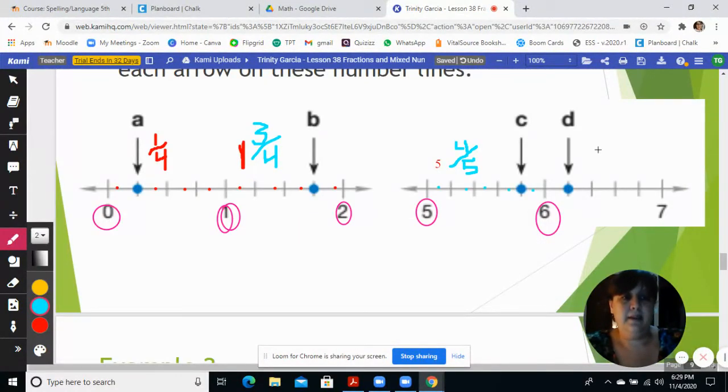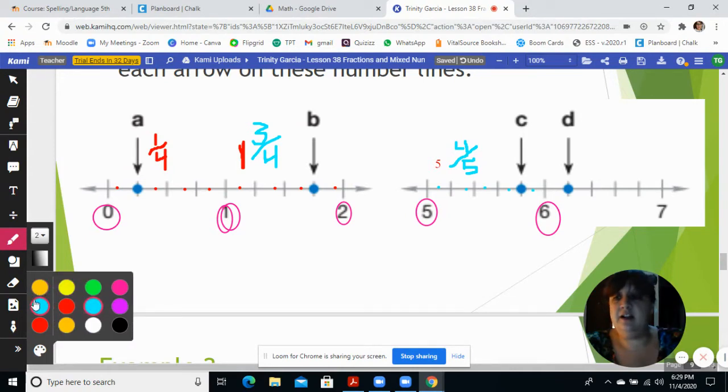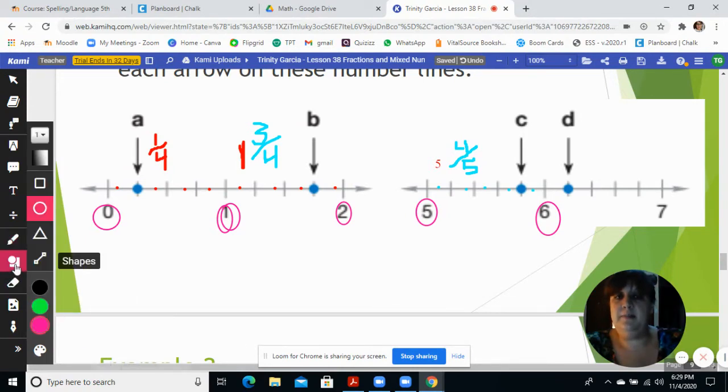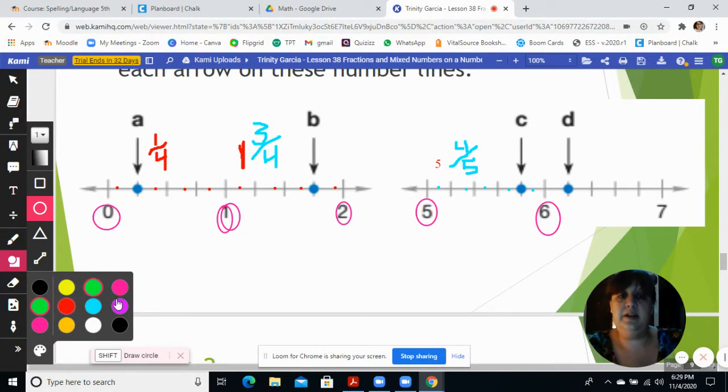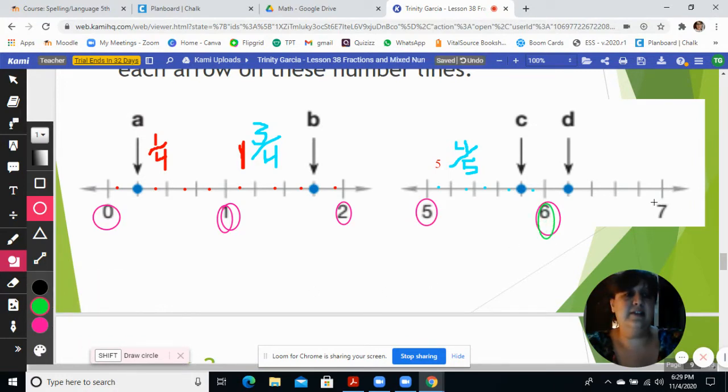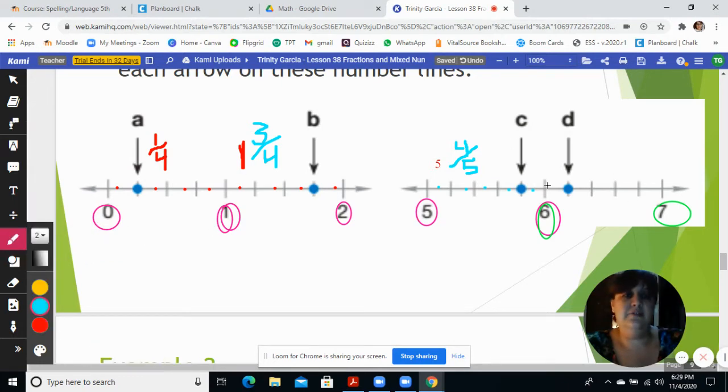Okay. You can probably figure this one out. Now we're going to talk about from what number to what number. We're going to go from 6 to 7, right? That's where our spot lies, between those two numbers. But we didn't get to 7 yet, so 6 becomes our first number in our mixed number.